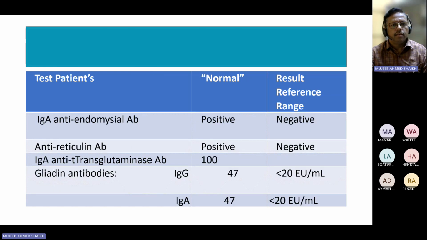Let's go to the next slide. Here, the serological test will show anti-IgA endomysial antibodies are positive. Anti-reticulin are also positive, and transglutaminase is also having a significant value. IgG antibodies are more.